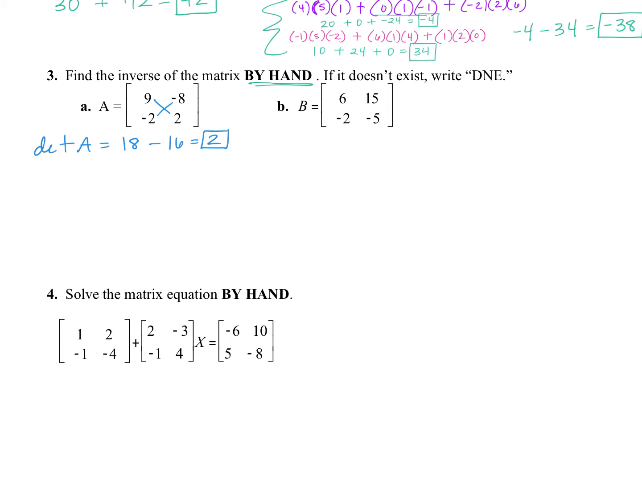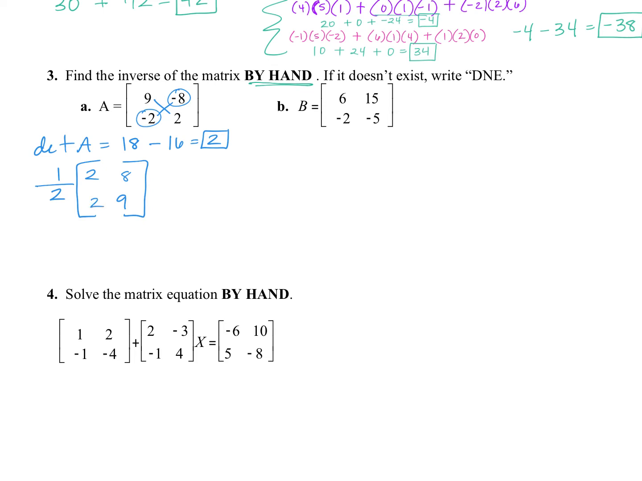Okay. Then we're going to set it up 1 over the determinant. And this is where we do our little swaparoo and change the signs. So 2 is going to come up to the top, and 9 is going to go down to the bottom. And then what was negative becomes positive. So a negative 8 is going to become a positive 8. What was a negative 2 is going to become a positive 2.